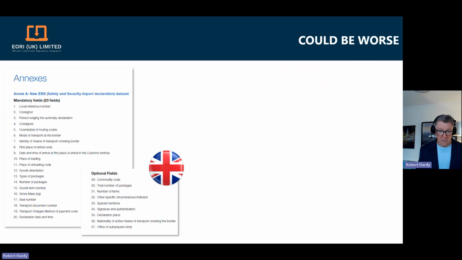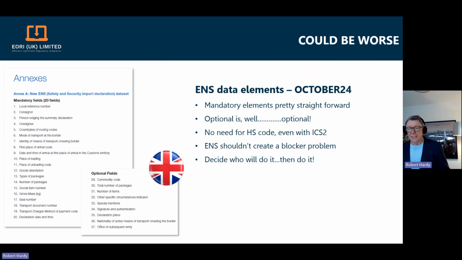From day one, I wouldn't do them, because the number one rule with customs documentation is only put what you need to put, because otherwise you're just giving them something to look at. So if you're happy to do the optional fields, knock yourself out. But the recommendation would be just don't start with them. Maybe do them later on. The mandatory elements are pretty straightforward. Optional is optional. There's no need for the HS code, even though ICS2 is coming in, because we're on a different platform to that. An ENS shouldn't create a blocking problem in any way, shape or form. Decide who will do it and then get it done.